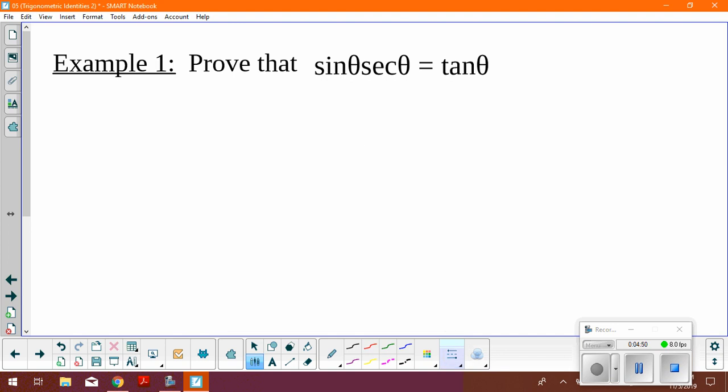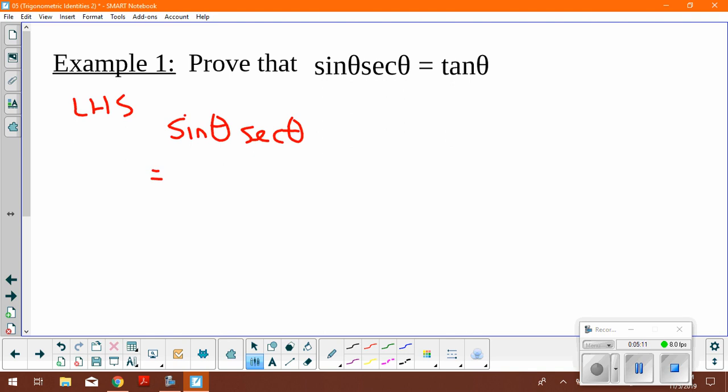All right. So the left-hand side is ever so slightly bigger than the right-hand side. So let's start with that. The left-hand side is sine theta secant theta. Okay, the goal is to get to tangent.